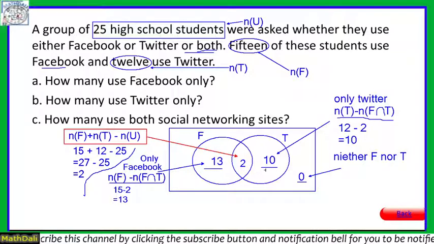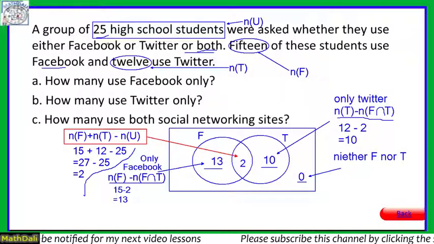Okay, so dapat ang total pa rin nito ay 25. So, try natin i-total. Wala dapat sa kanila ang hindi pumili sa mga choices na to. So total natin, 13 plus 2, that is 15 plus 10, that is equal to 25. So, ayan yung total number of student natin. So, pwede na nating sagutan yung first question. How many student use Facebook only? Ilan sa kanila yung gumagamit lang ng Facebook pero hindi gumagamit ng Twitter?